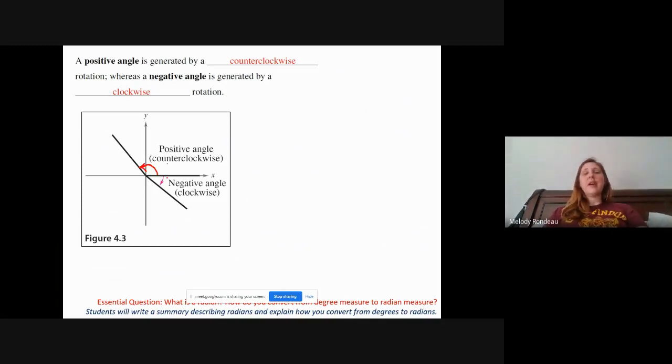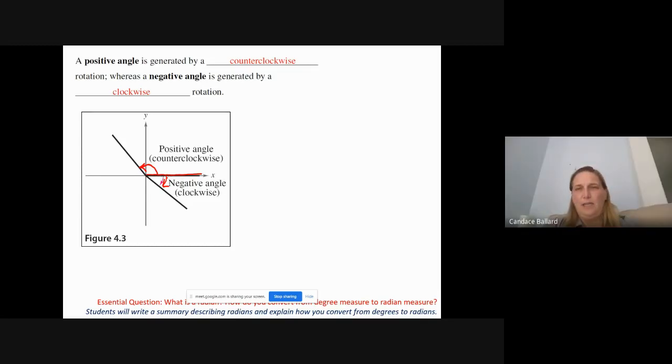Positive is going to be going counterclockwise, which you might remember from geometry when we did rotations. We talked about counterclockwise being the standard direction, so that's our preferred direction. Negative is when, always starting at that same initial side, the x-axis, we measure our angle going backwards, so to speak. So that's negative. Any questions, concerns?